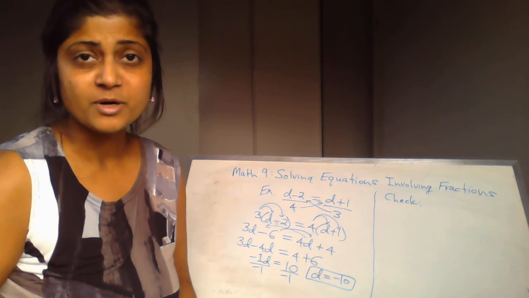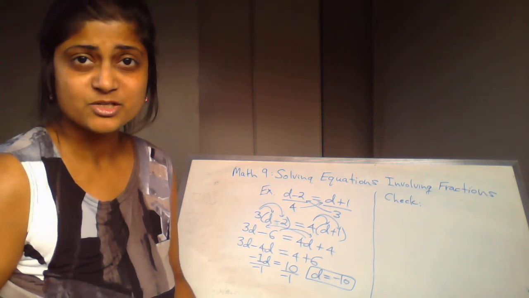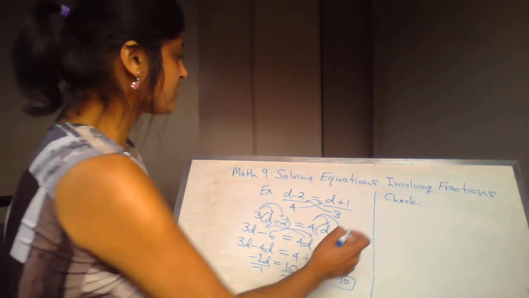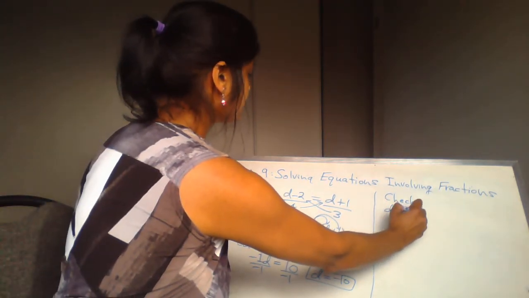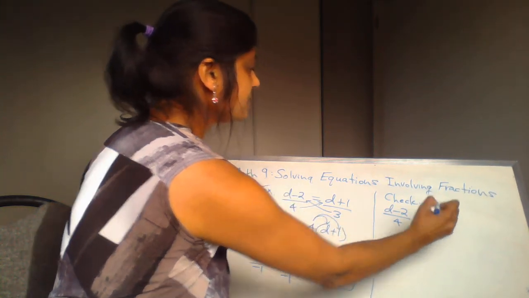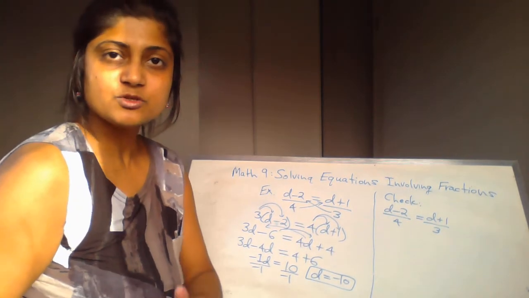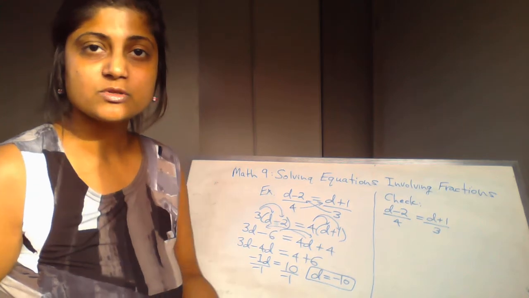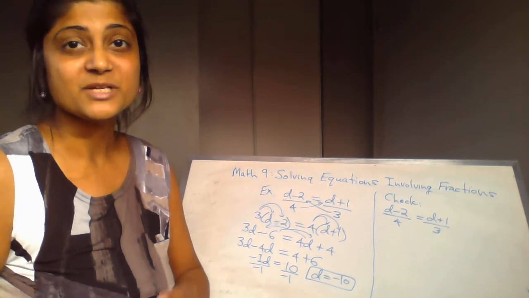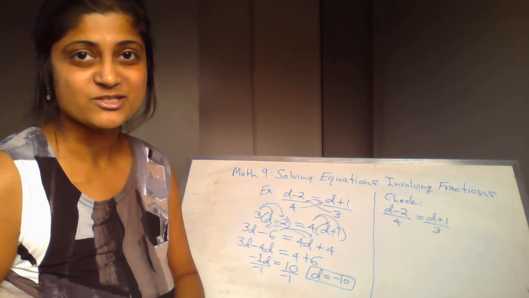So make sure you don't put positive 10 here. That is the wrong answer. Again, we are going to check our answer here. So let's rewrite the original equation, (d minus 2) over 4 equals d plus 1 over 3. If you plug it into the original equation and both sides are not equal, that just means your answer is wrong. Make sure you do go back and check your answer.